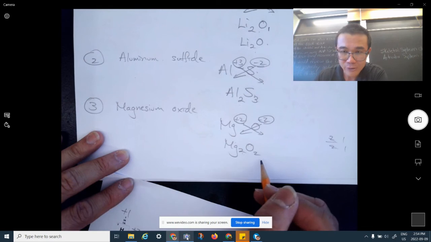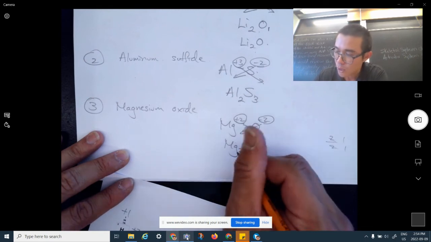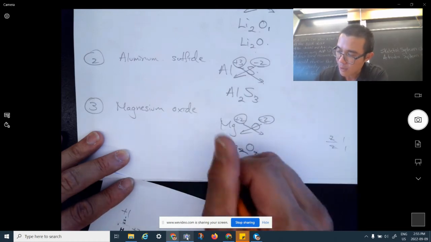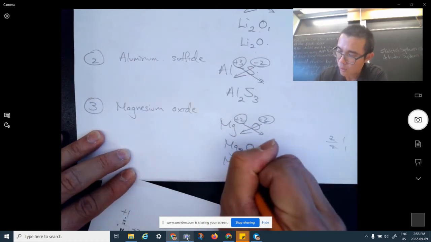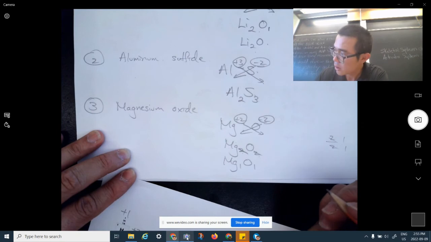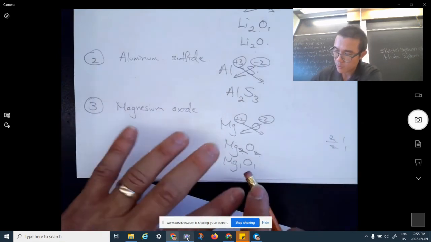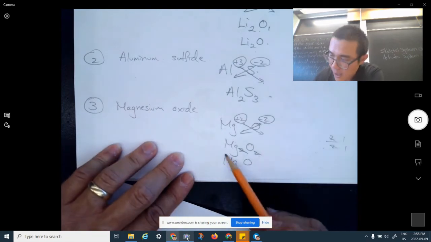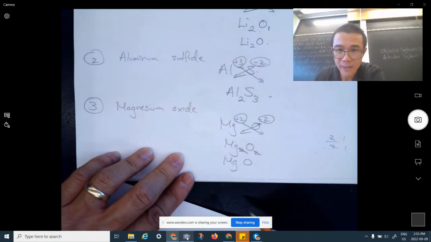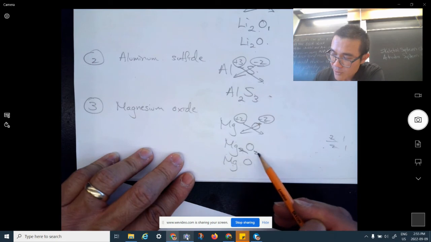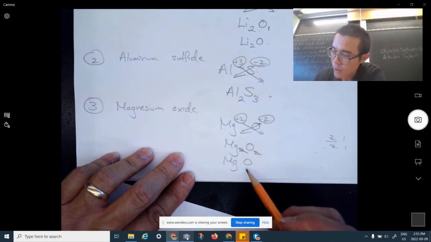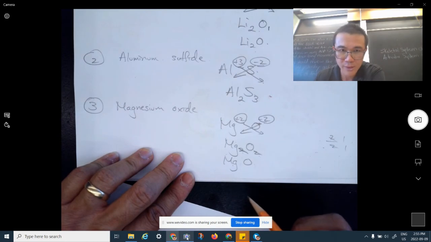They have a common factor of 2, so you reduce that just like you reduce a fraction. Right now, you reduce it to Mg1O1, or you make the 1s invisible, so it will be MgO, okay? So whenever you see numbers after you do the crossover rule, and you notice that you can reduce them, make sure you reduce them, okay?